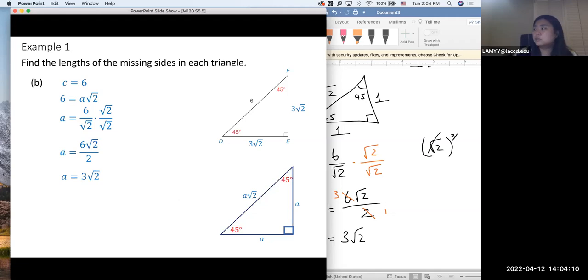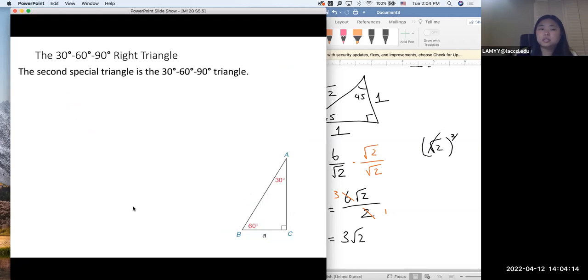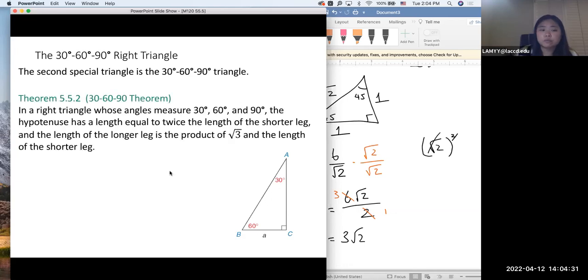Now, I'm gonna talk about another special triangle. That's called 30, 60, and 90. Okay, 30 plus 60 will be equal to 90. 90 plus 90 is going to be 180. So we have another special triangle, the 30, 60, and 90 triangle.